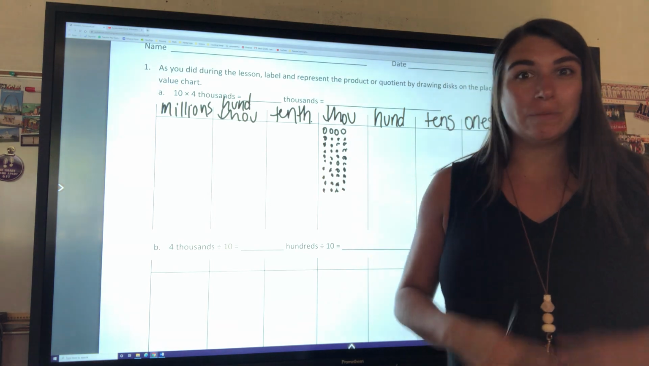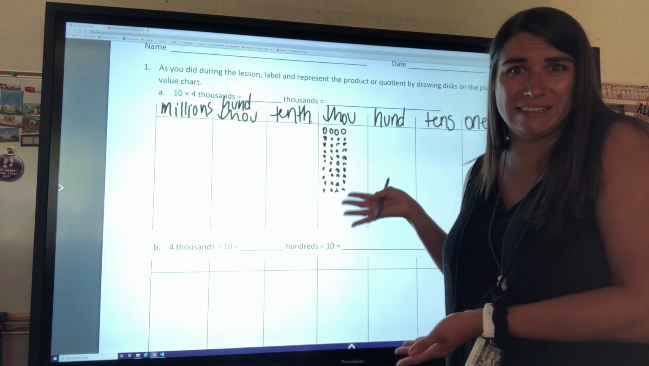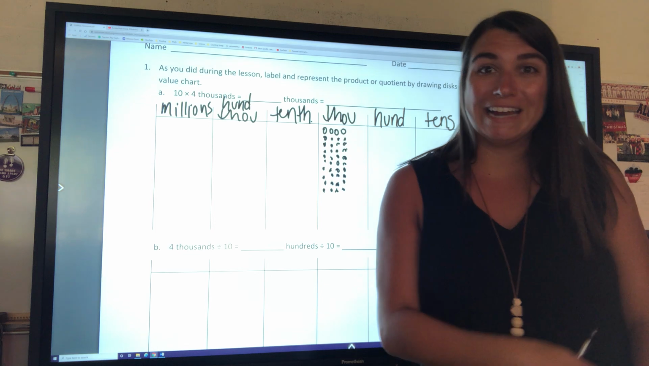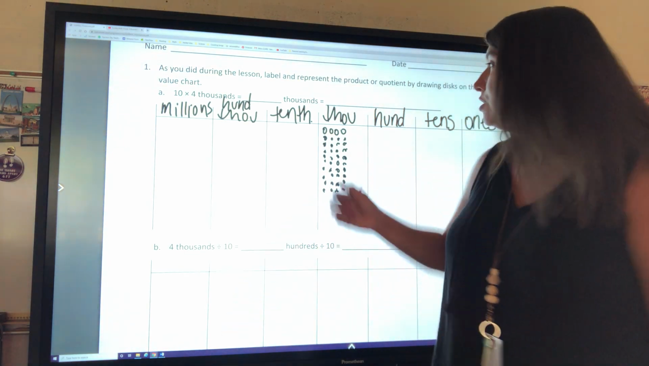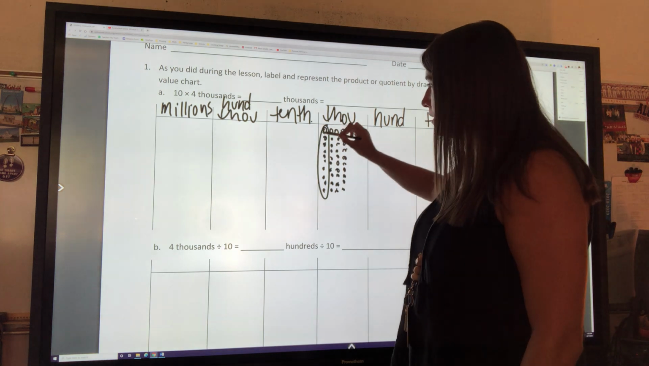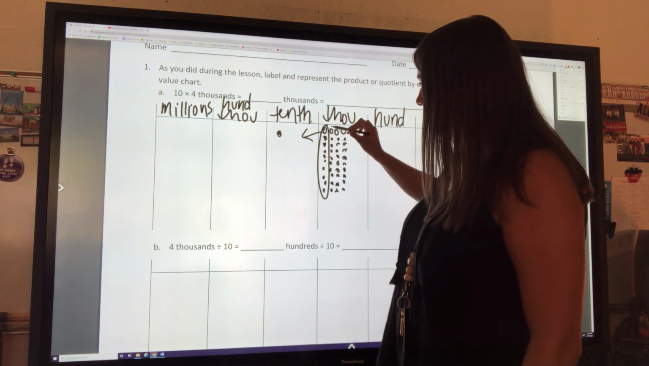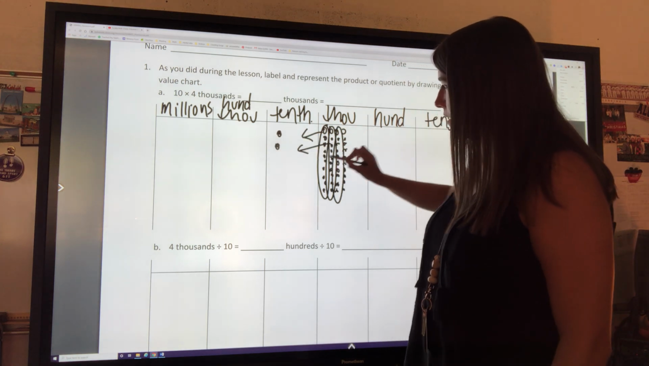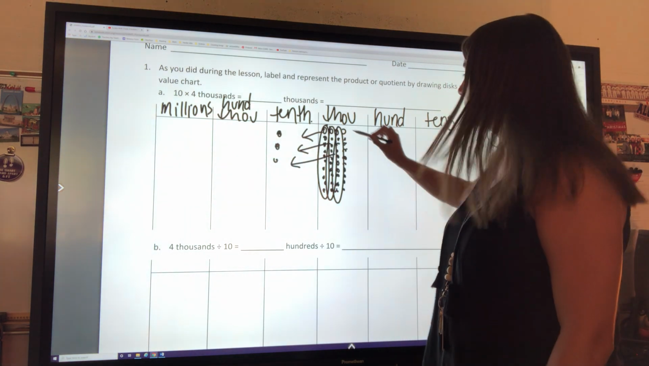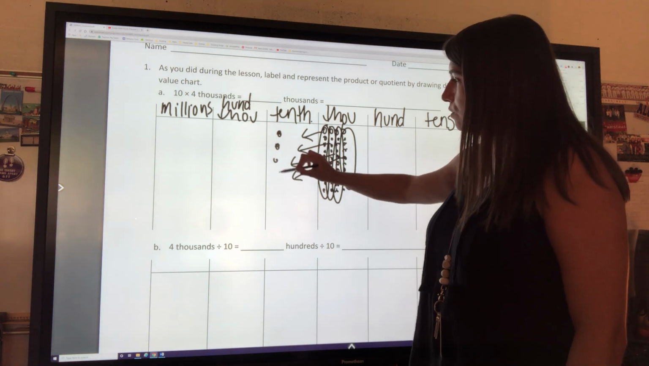And like we learned yesterday, we can't leave those there. That's too many in that column. So I need to move them over. Anytime I have a group of 10, I'm going to move them to the next column over. So I'm going to take this group of 10 and move it over. Take this group of 10, move it over. This group of 10, move it over. This group of 10, move it over.